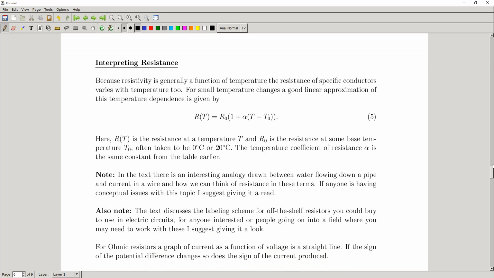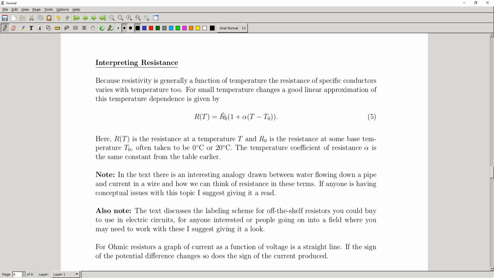And we remember just from a moment ago that because resistivity is a function of temperature in general, well, we should expect that our resistance will also be a function of temperature, right? It makes sense that it would be, and it turns out that that is the case. We see that expressed here in expression 5. So we have our resistance written down as a function of temperature.